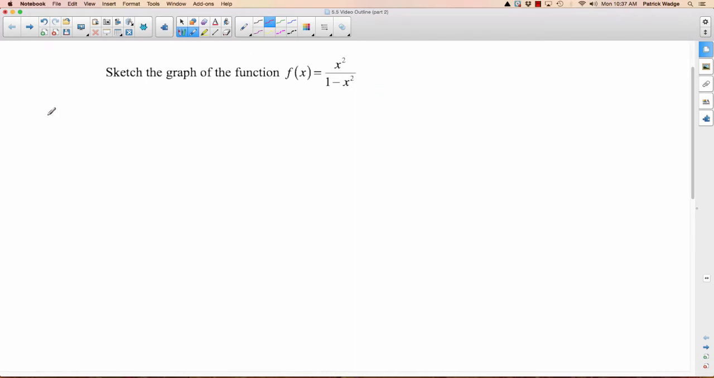First step, domain. For domain, we look for 2 things. We look to see if there's a square root, there's not, and we look to see if there's a denominator, there is. What needs to be true about the denominator is that 1 minus x squared cannot equal 0. We solve this the same way you solve equalities. Let's move the x squared over. So 1 cannot equal x squared. Then we take the square root of both sides, so x cannot equal plus or minus 1. Those are not part of our domain.